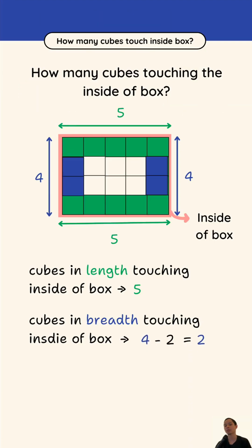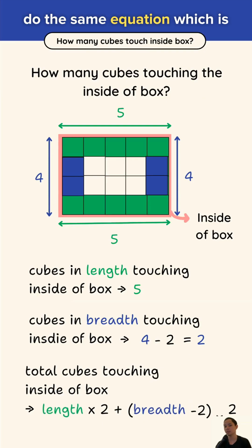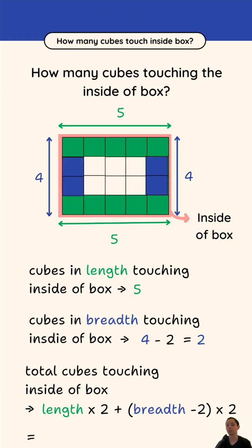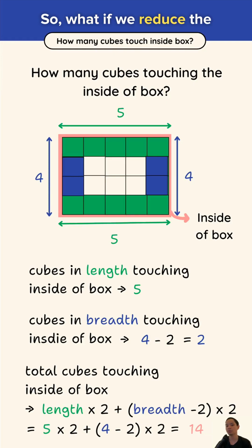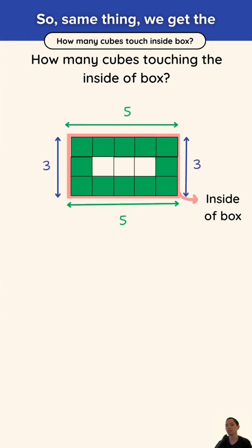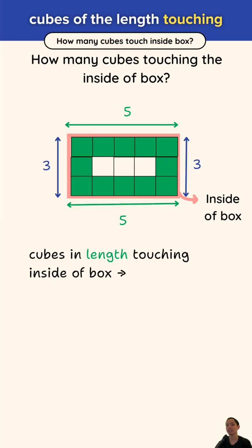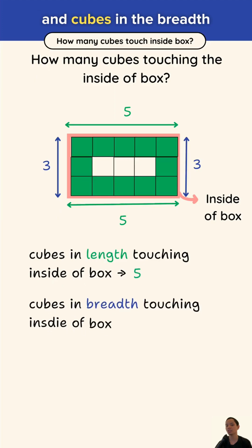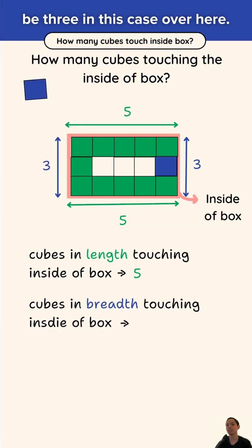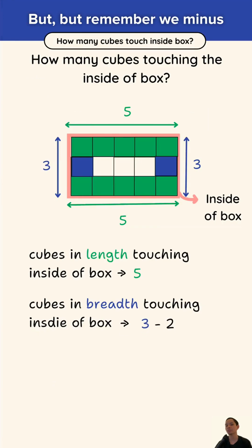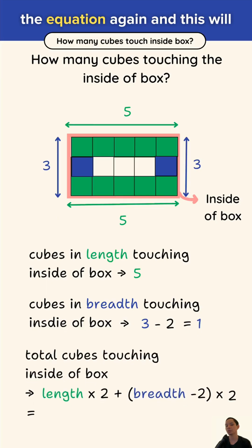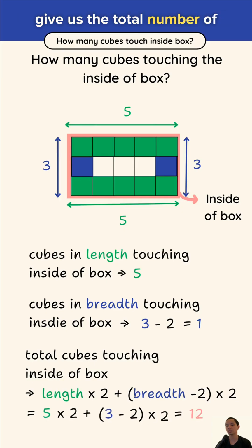So 4 minus 2. Then the total cubes, we will do the same equation, which is length times 2 plus breadth minus 2 bracket times 2. And this will be equal to, in this case, 14. So what if we reduce the breadth to 3? So same thing, we get the cubes of the length touching the inside of the box, which is 5, and cubes in the breadth touching the inside of the box to be 3 in this case over here. But remember, we minus 2, so it will be 1. So from here, we will just use the equation again, and this will give us the total number of cubes, which in this case is 12.